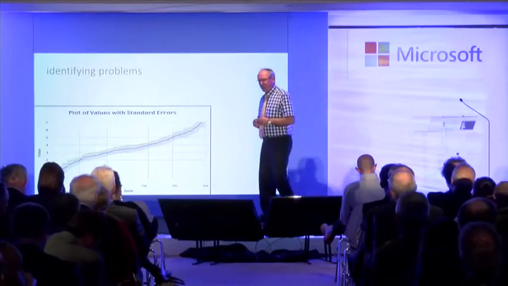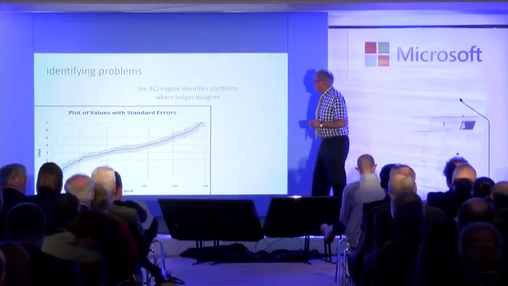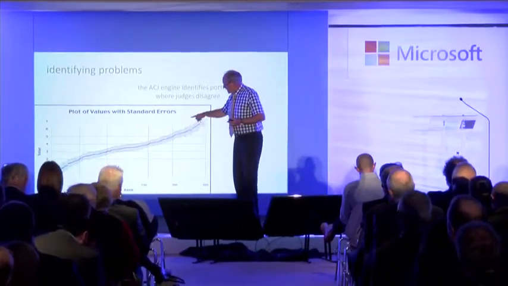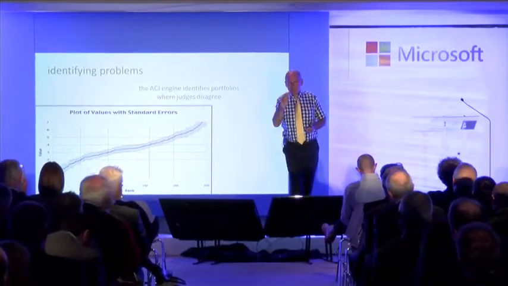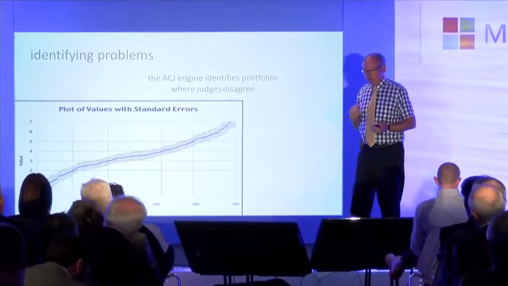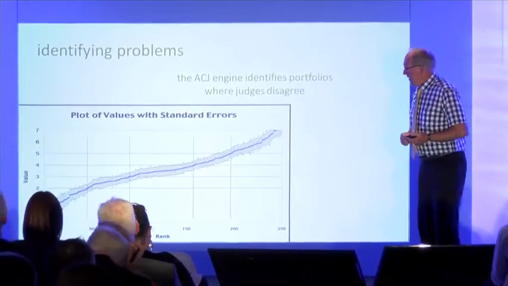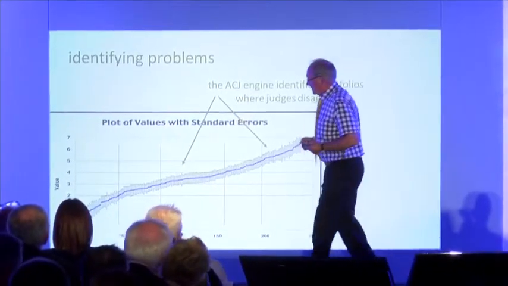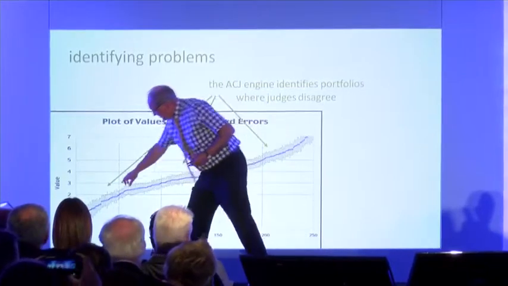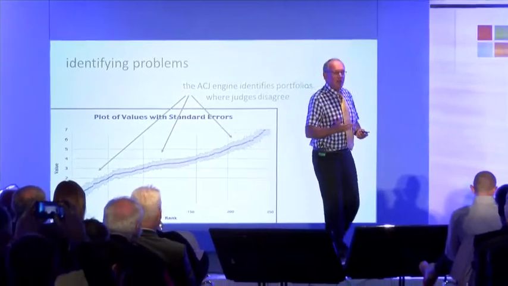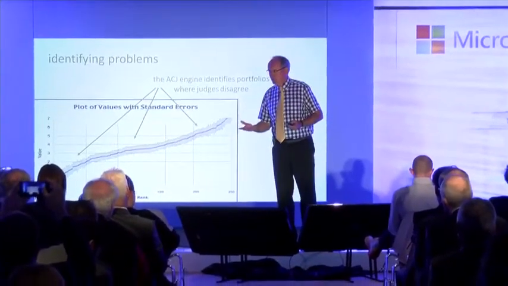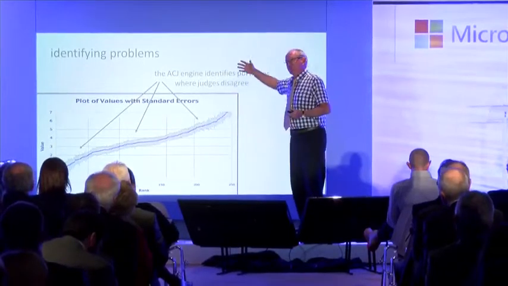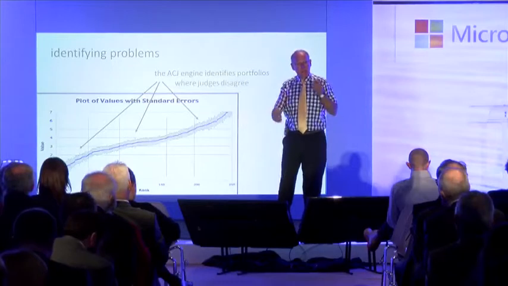To give you an illustration of how it targets the problems, the engine identifies portfolios where judges disagree. If you look at this graph, you can see the blue dots are where we believe the portfolio sits, and the tails above and below are standard error. And the standard error in some of them is greater than others. You can see, for example, here there's a portfolio with a big tail, and here there's one with an especially big tail. What that means is judges are disagreeing about this piece of work. Because they're disagreeing, the standard error is greater on that portfolio. But you can see it. What it does is highlight the problem for you, so you can pull out those portfolios and give them some special treatment.